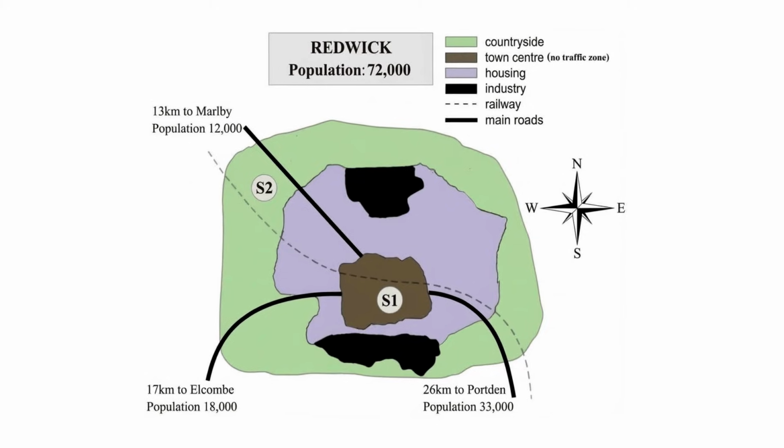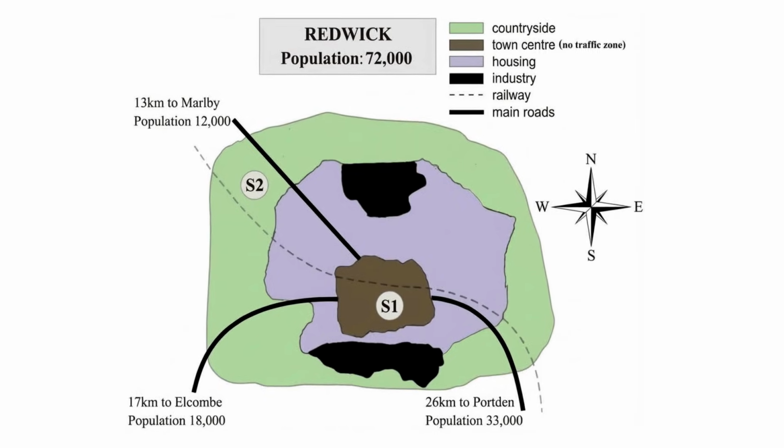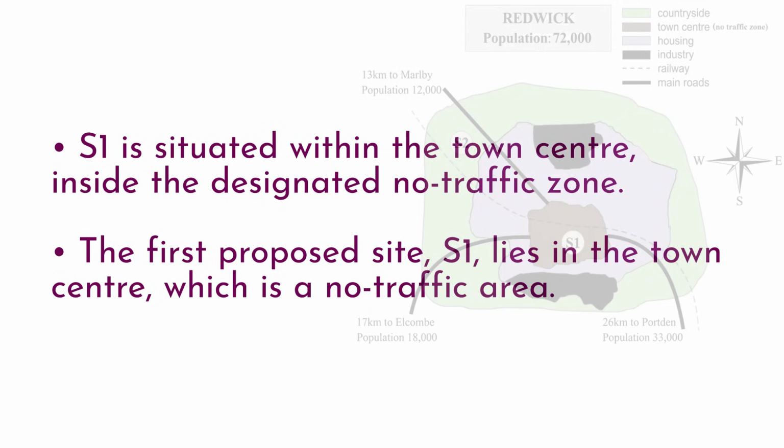If you look at the brown area marked as the town center, you'll see the label S1 inside it. This means that the first proposed supermarket site is located within the town center and lies inside the no-traffic zone. You could write, S1 is situated within the town center, inside the designated no-traffic zone, or the first proposed site, S1, lies in the town center, which is a no-traffic area.